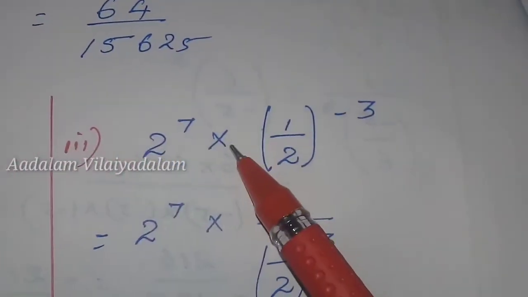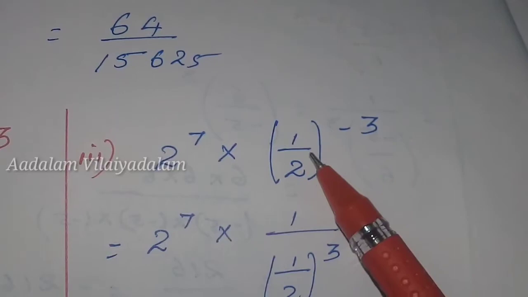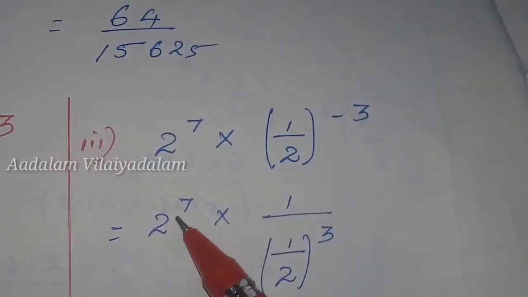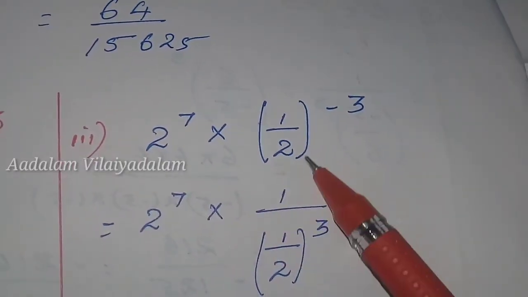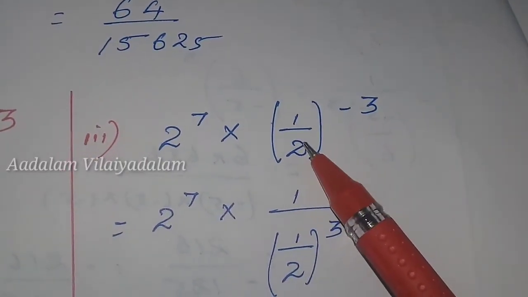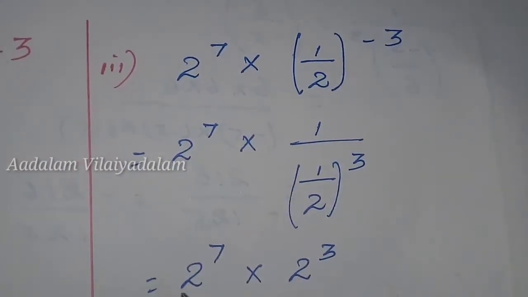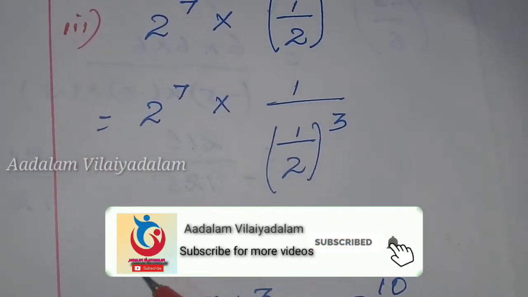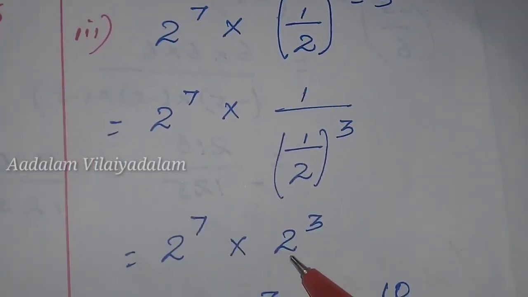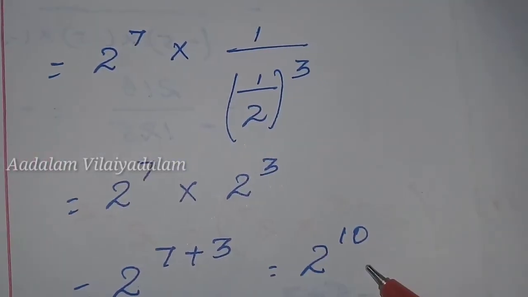The third question, 2 power 7 into 1 by 2 whole power minus 3. So you write 2 power 7 as it is into, these are negative powers only, change to positive, means 1 divided by 1 by 2 whole power 3. So 2 power 7 into, the reciprocal value is 2 power 3. So here the a power m into a power n formula. So 2 power 7 plus 3, 2 power 10 is the answer.